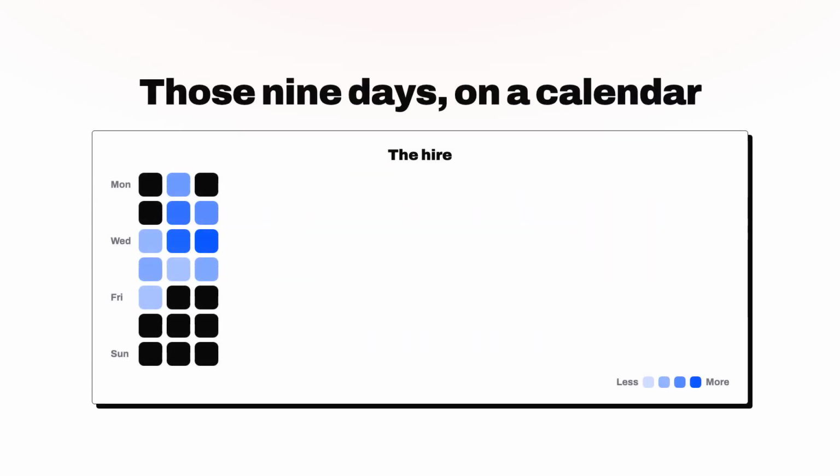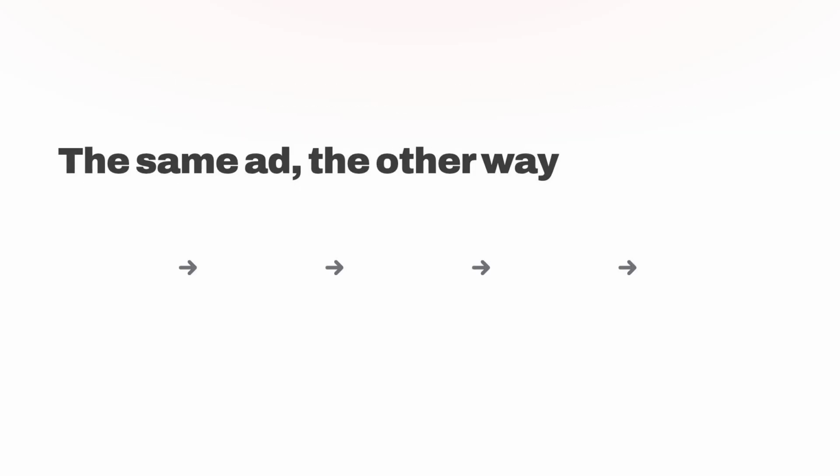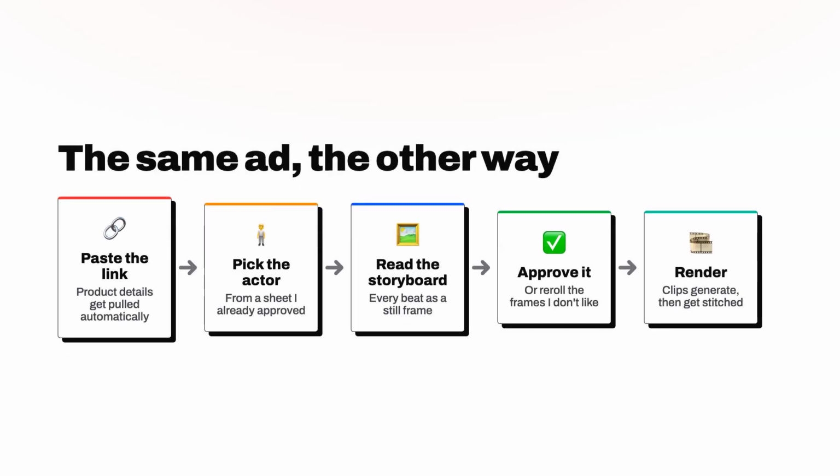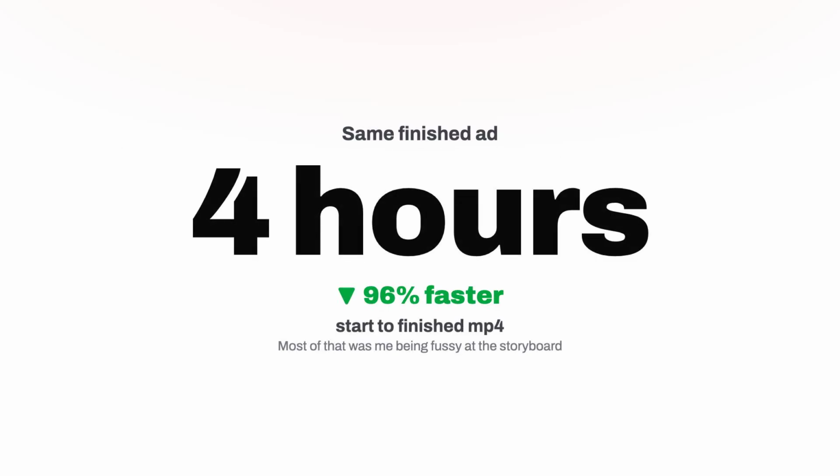Those 9 days on a calendar shaded by how much was actually happening. Look at all the pale squares. That's shipping and waiting, and there is nothing you can do to compress it. The AI side, same ad. Paste the link, pick the actor, read the storyboard, approve it, render. That's genuinely it. 4 hours. And most of that was me being fussy about the storyboard, not the machine being slow. The actual rendering is maybe 40 minutes.